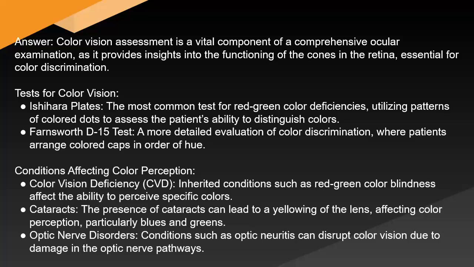Conditions affecting color perception. Color vision deficiency, or CVD: inherited conditions such as red-green color blindness affect the ability to perceive specific colors. Cataracts: the presence of cataracts can lead to a yellowing of the lens, affecting color perception, particularly blues and greens. Optic nerve disorders: conditions such as optic neuritis can disrupt color vision due to damage in the optic nerve pathways.